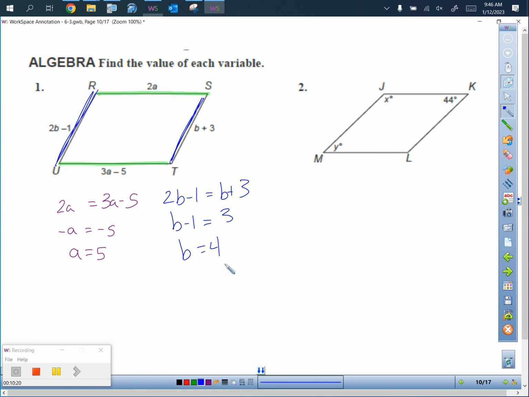On your test, you'll have like an answer blank to put what a equals and what b equals and all that stuff. But for here, we'll just write it like so. Cool. Not too bad, right? On number 2, that is also a parallelogram. What did they give you? Sides, angles, or diagonals? Angles.